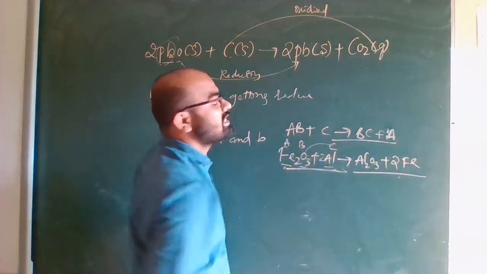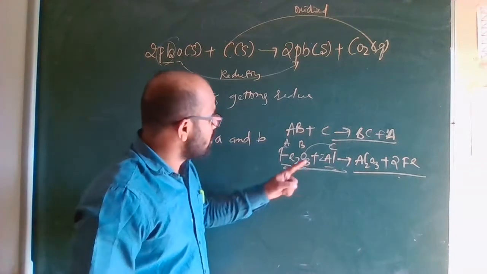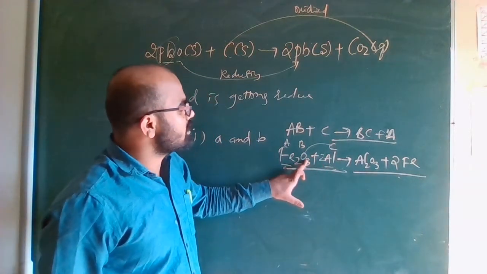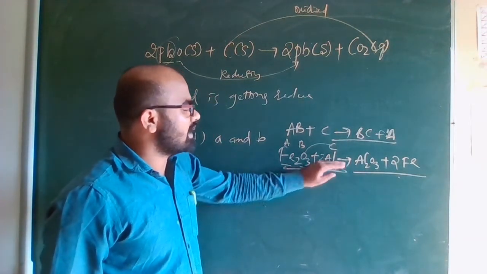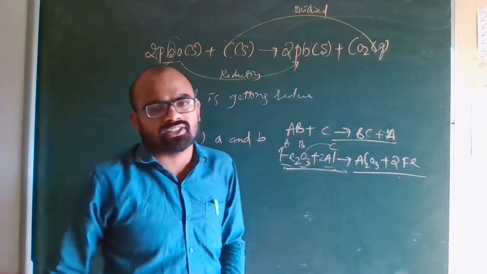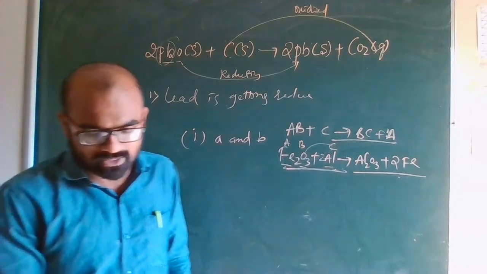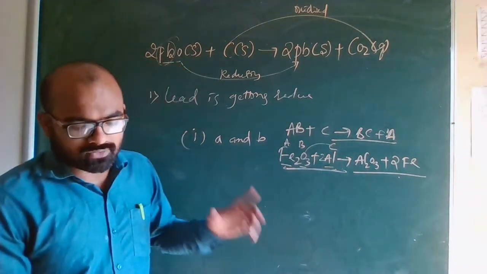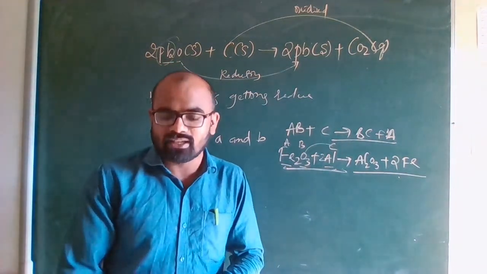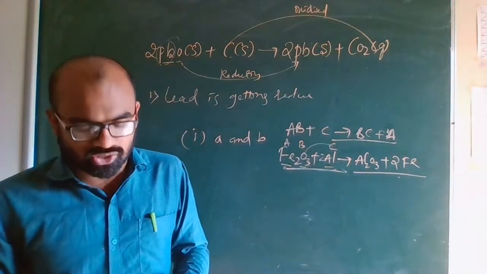So this is a displacement reaction because oxygen is displaced from this to this. Al is taking this oxygen, only oxygen is displacing, one displacement, so it is a displacement reaction. If two are displacing, it is a double displacement reaction. So the answer for that is option D, displacement reaction.